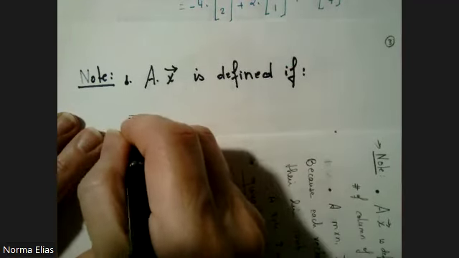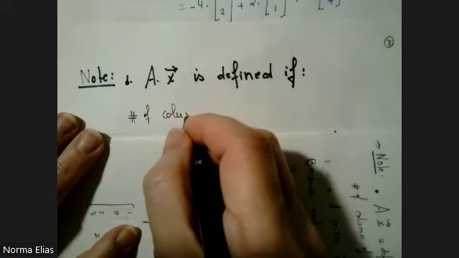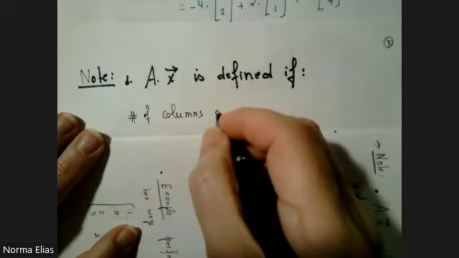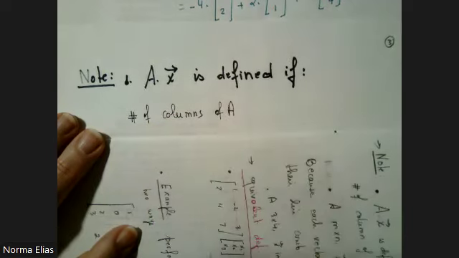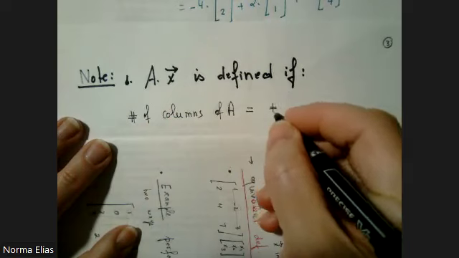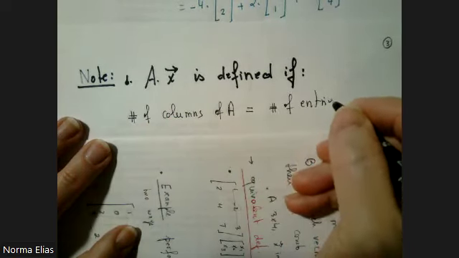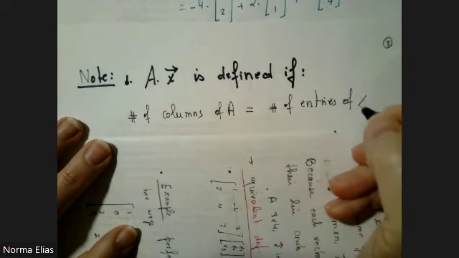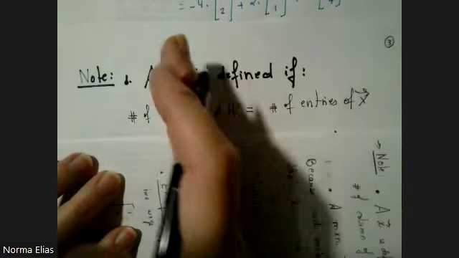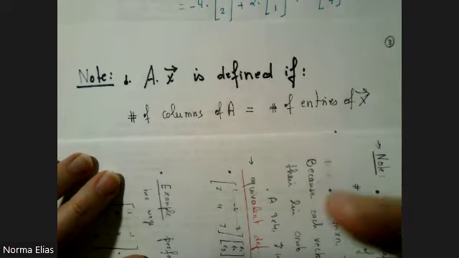So A times X is defined if the number of columns of A coincides with the number of entries of the vector X, because it's a linear combination of the columns. So we cannot have more entries than the number of columns of the matrix A.